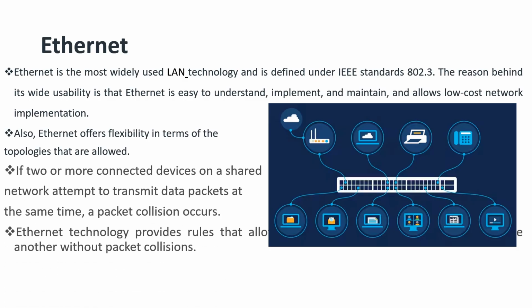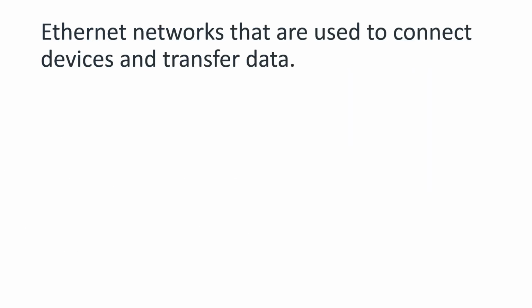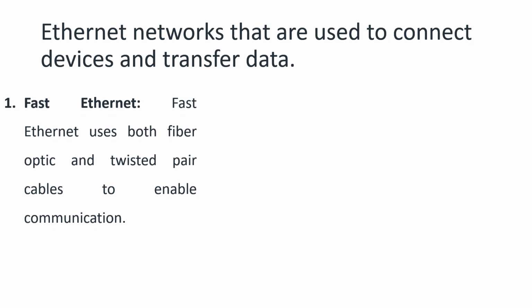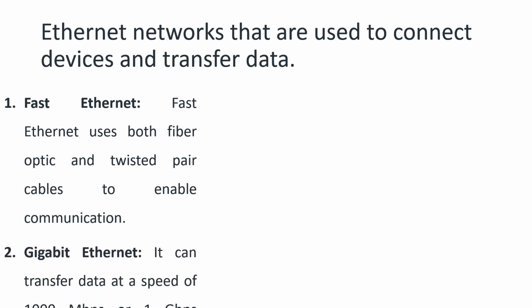If two or more devices connected on a shared network attempt to transmit data packets at the same time, a packet collision occurs. Ethernet networks are used to connect devices and transfer data. Fast Ethernet uses both fiber optic and twisted pair cables to enable communication.